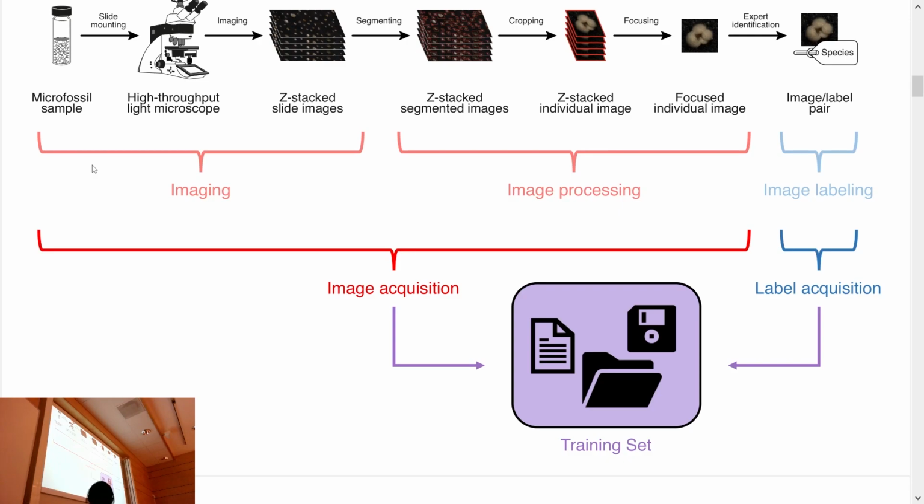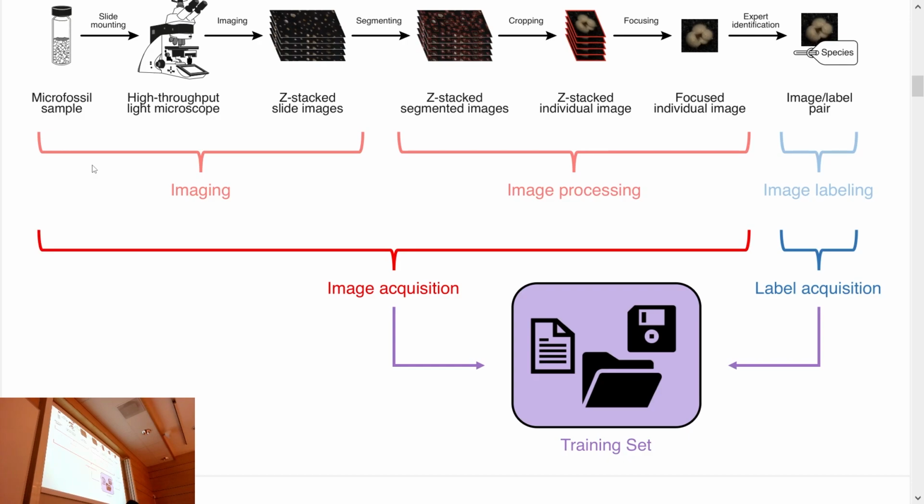So this was our pipeline for generating our dataset. Basically we have our microfossil sample, we image it using a high throughput light microscope system. We get these Z-stacked images, then we segment these Z-stacked images to get our individual objects. Then we can use focus stacking to get a nicely focused image of each individual, and then we attach a species label. We can break this up into the image acquisition part, which is most of this pipeline, and then the label acquisition part.